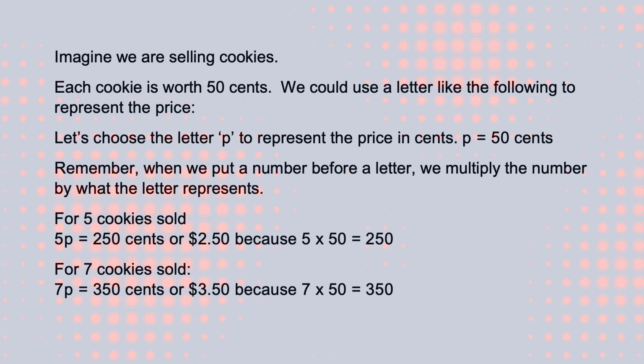letter represents. For 5 cookies sold, 5p equals 250 cents, or $2.50, because 5 times 50 equals 250. For 7 cookies sold, 7p equals 350 cents, or $3.50, because 7 times 50 equals 350.